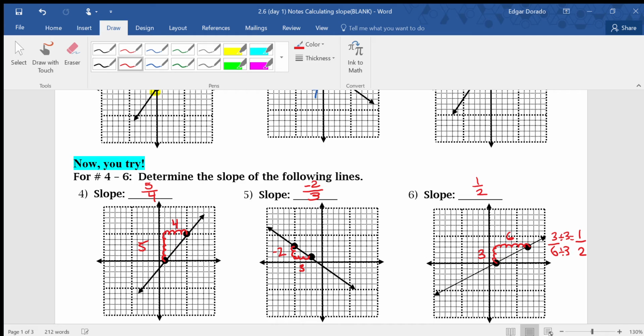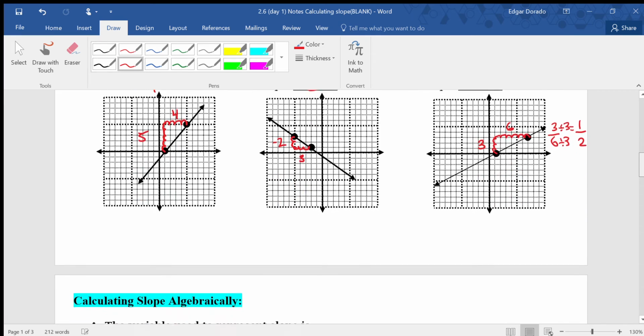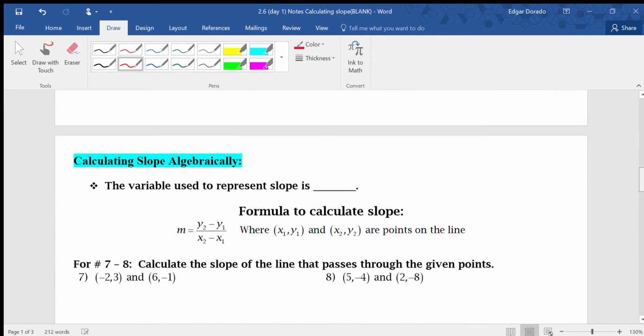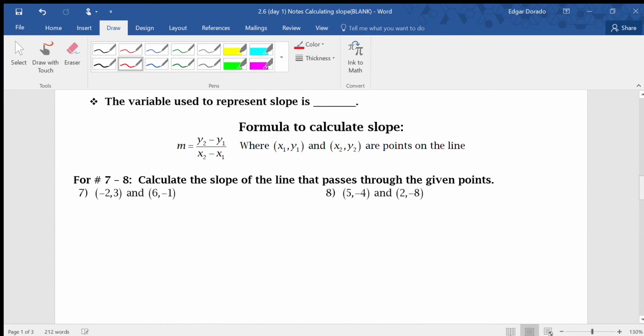Now, again, like that observation I made earlier, number 5 here is the only one that goes from left to right and is actually dropping. It's falling as it goes from left to right. So that's the only one with a negative slope. Hopefully you are making those conclusions and observations as well. All right, so we had good practice now calculating the slope if we're given the actual graph.